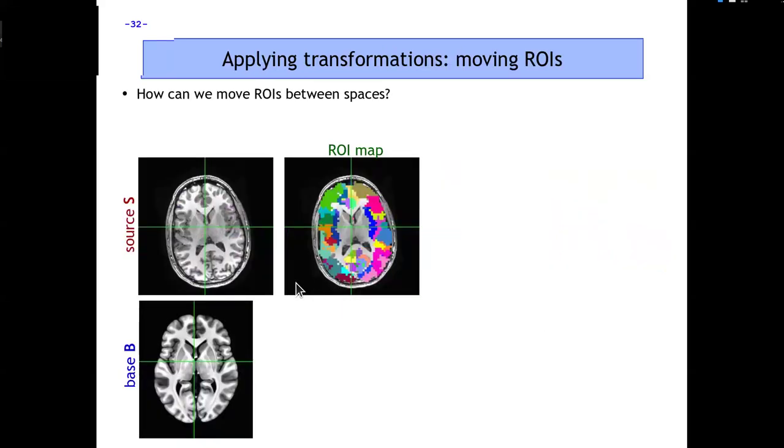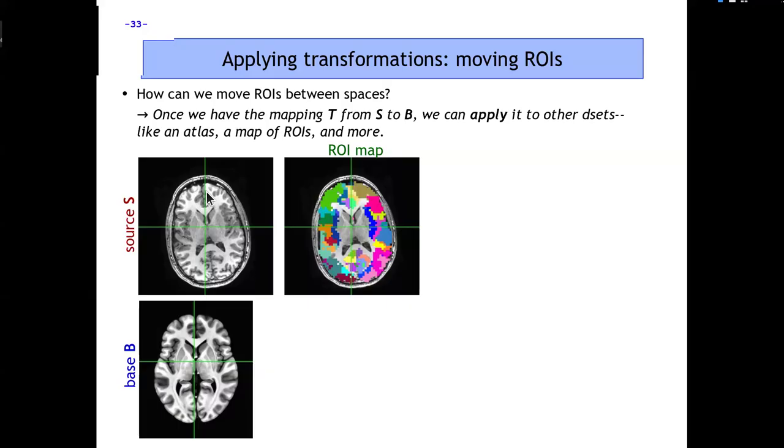Okay. And it's important to note the difference between estimating a transformation and applying a transformation. So when we want to estimate a transformation, we're going to use data sets that have full anatomical information, like maybe we want to send this ROI map to this base space here. I can't just align this colorful ROI map to this one. I have to use a data set that's in its same space that has the anatomical information and estimate the transformation from the source to the base space. Then I can apply it to any other data set in that source.